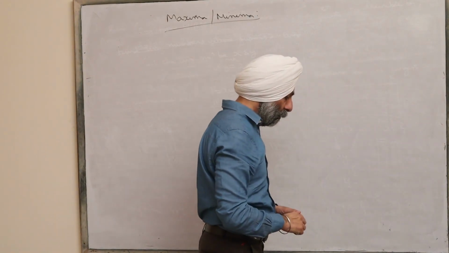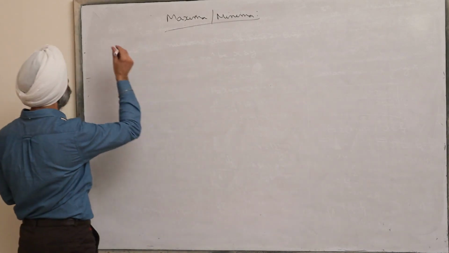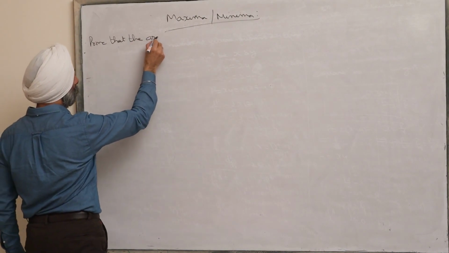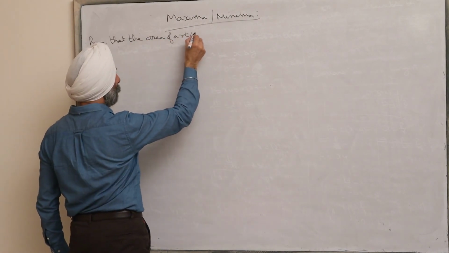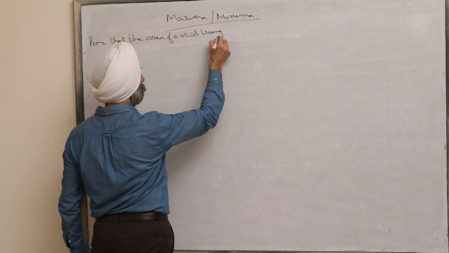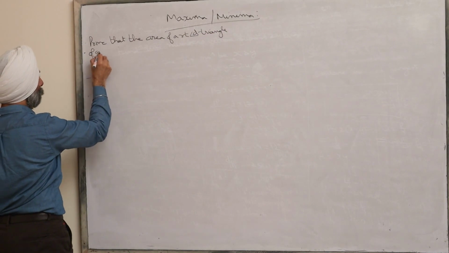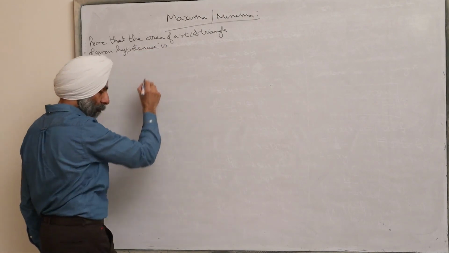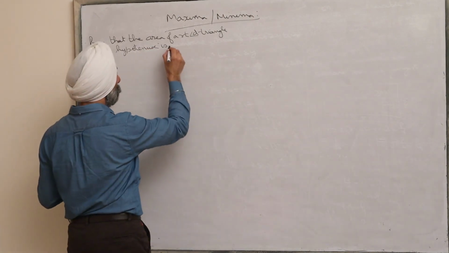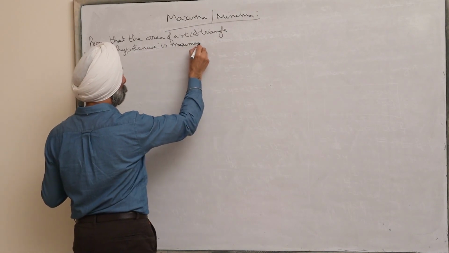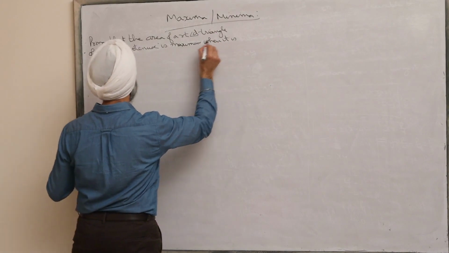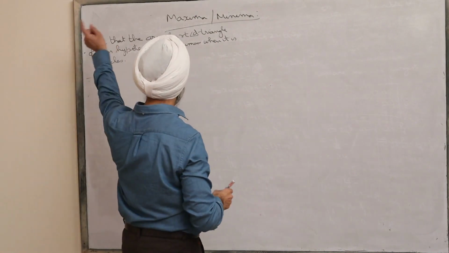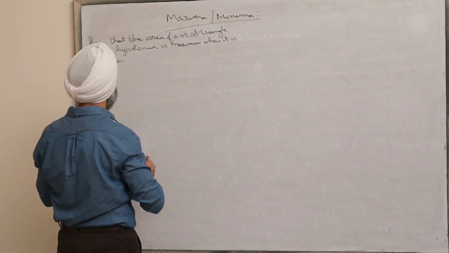Now next is prove that the area of a right angled triangle of given hypotenuse is maximum when it is isosceles. That is, area of a right angle triangle of given hypotenuse is maximum when it is isosceles.